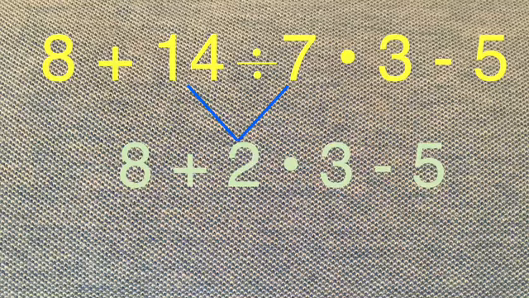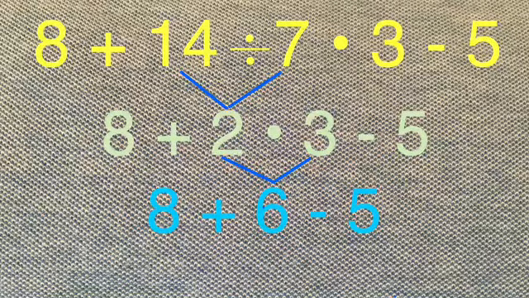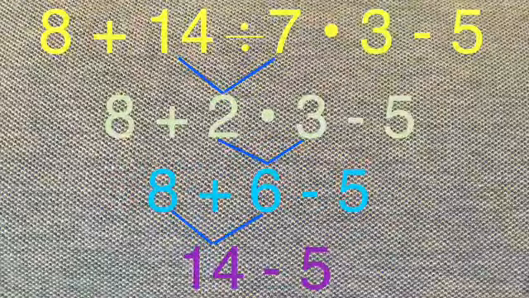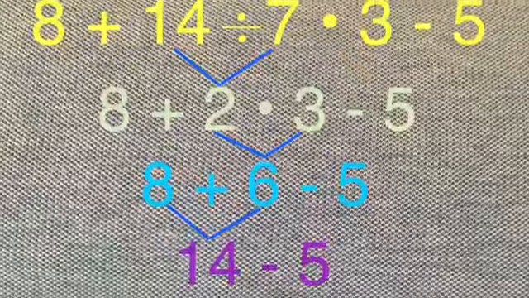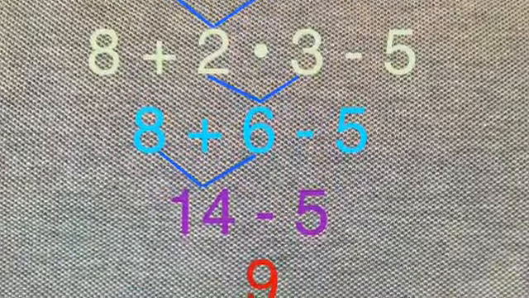What's our next order of operation? Since we have to multiply before we add or subtract, we must do 2 times 3, which is 6. We have now simplified the expression down to 8 plus 6 minus 5. What's our next order of operation? Since we finished all the multiplication and division, now we look for addition or subtraction, whichever one comes first on the left. 8 plus 6 is equal to 14, so we now simplify down to 14 minus 5. 14 minus 5 is our last step, which equals 9.